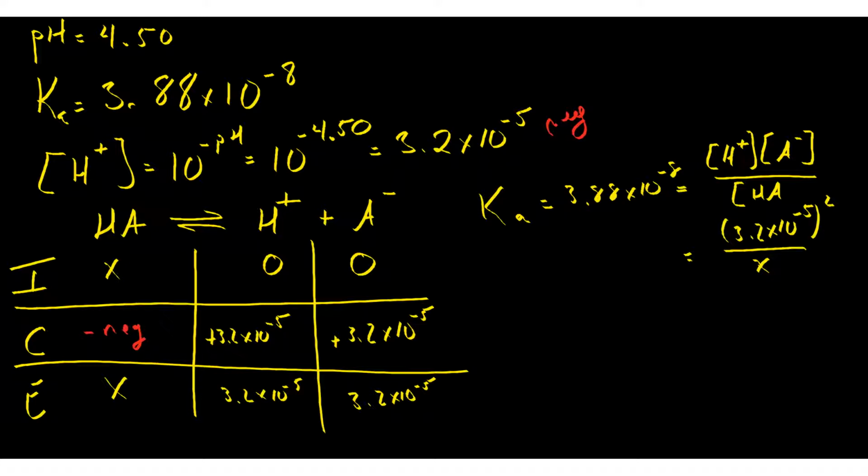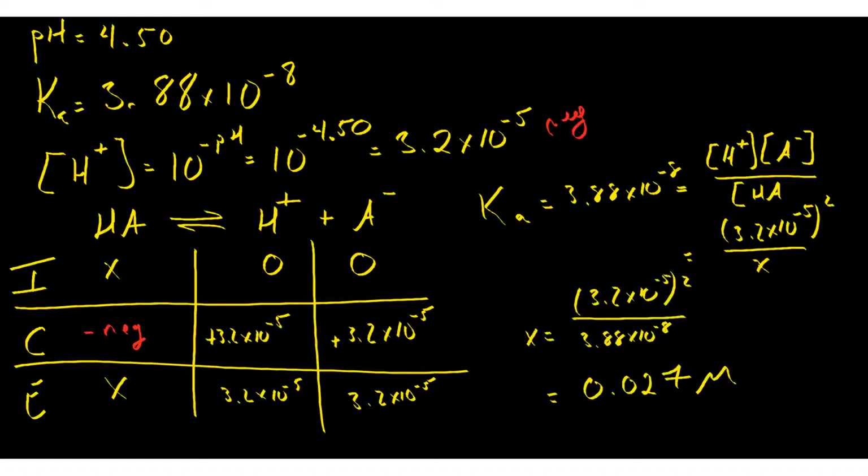Ka equals 3.88 times 10 to the negative 8th, which is equal to H plus times A minus divided by HA, which is equal to 3.2 times 10 to the negative fifth squared divided by X. Then we just solve for X. Multiply both sides by X, divide both sides by 3.88 times 10 to the negative 8th. X is equal to 3.2 times 10 to the negative fifth squared divided by 3.88 times 10 to the negative 8th. Gives us a concentration of 0.027 molar for our acid.